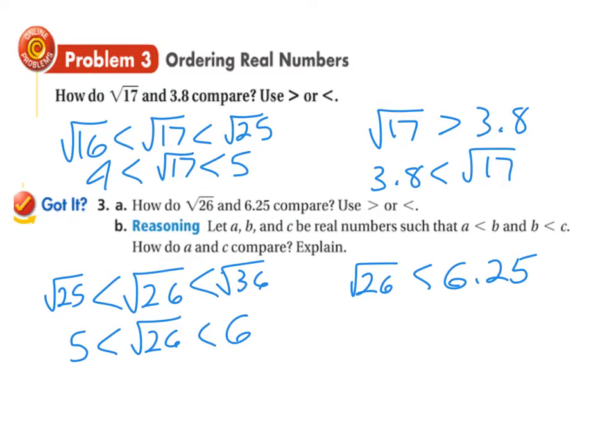And then a little problem for you to think about: with a, b, and c being real numbers where a is less than b and b is less than c, how would you be able to compare a and c? Hopefully you can figure that out.